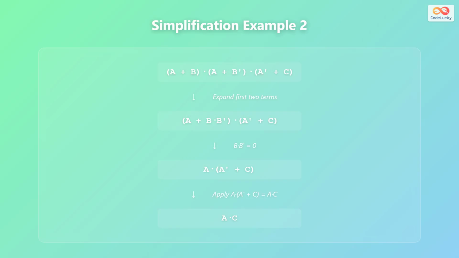Let's work through another example to demonstrate the application of Boolean algebra laws in simplifying expressions. Consider the expression the quantity a plus b, multiplied by the quantity a plus b prime, multiplied by the quantity a prime plus c. First, we expand the first two terms. This results in a plus b multiplied by b prime, multiplied by the quantity a prime plus c. Since b multiplied by b prime equals 0, the expression simplifies to a multiplied by the quantity a prime plus c. Applying the rule a multiplied by the quantity a prime plus c equals a multiplied by c, we get the simplified expression a multiplied by c.